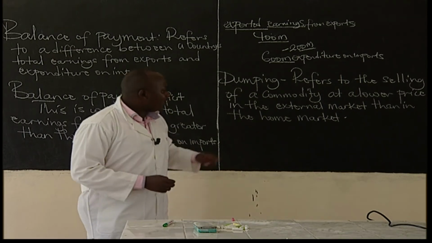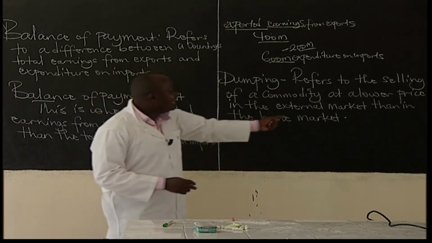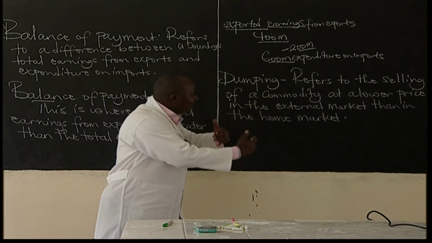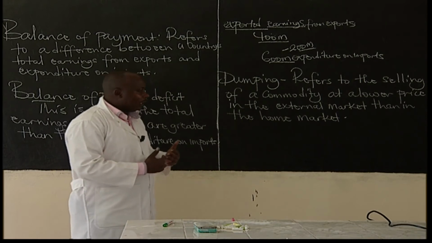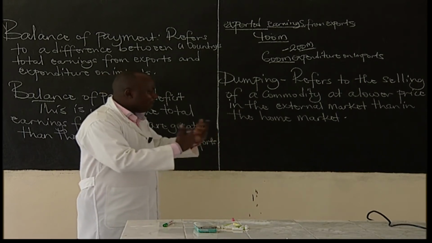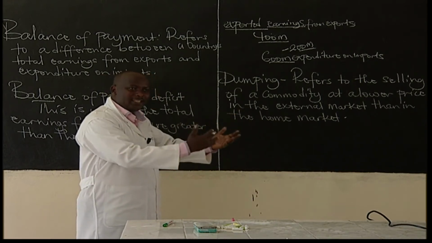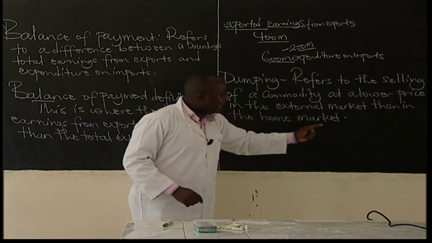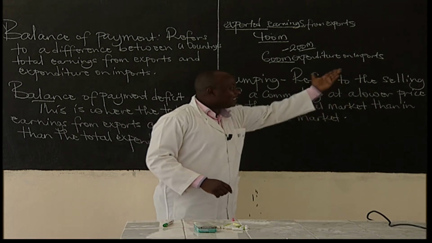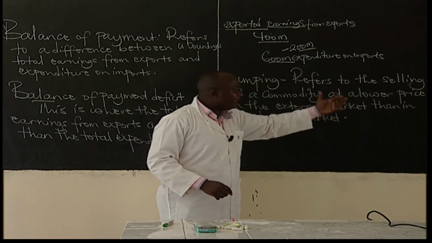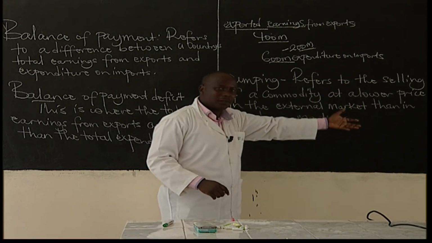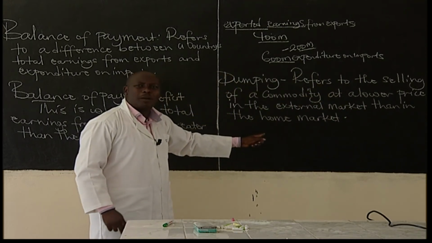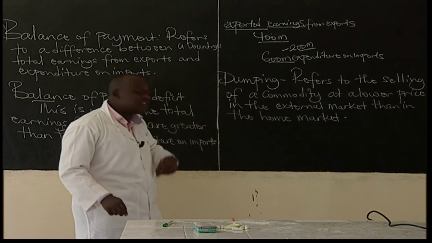Now, if Rwanda is trading with Kenya, Kenya may dump its products in Rwanda. Rwanda is importing, or buying, maize from Kenya, or Kenya is selling maize to Rwanda. In Kenya, they may sell at a higher price, but when they bring maize into Rwanda, they sell it at a lower price. Now, they are dumping maize in Rwanda.